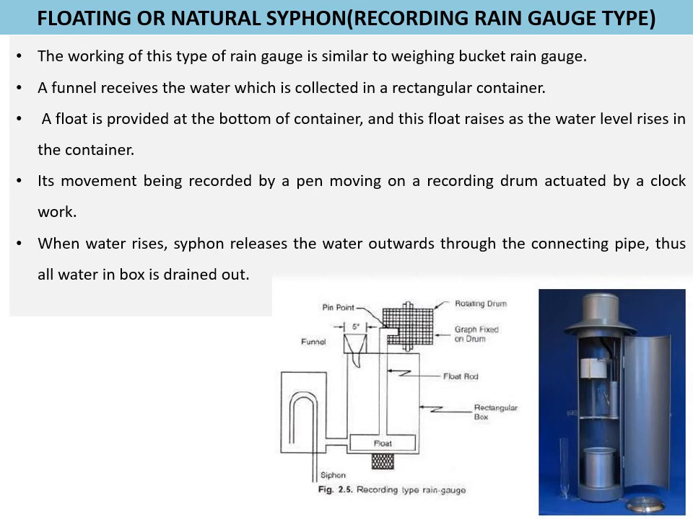As you can see from the figure, when rain occurs, water will come from the funnel and fall into that cylinder as shown in the figure. Then the floating rod will start floating when this happens. A float is provided at the bottom of the container, and this float will rise as the level rises in the container. The movement of this float will be recorded by a pen moving on a recording drum, which is actuated by the clock work. And from this, we can then find the rain intensity.